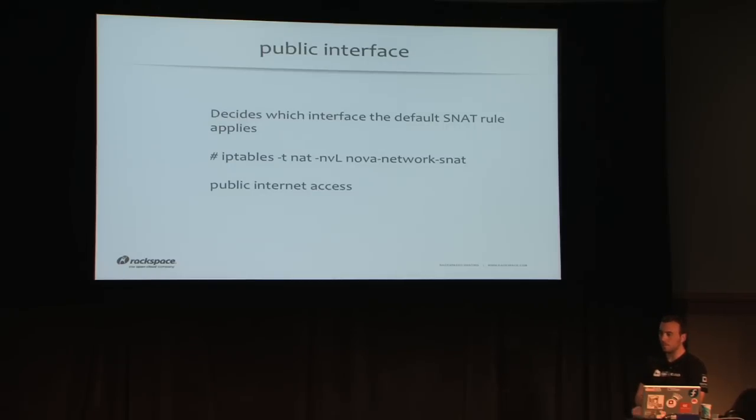Is it on the control node or the compute? We have the same nova.conf everywhere, but this is for Nova Network. So wherever Nova Network is running, that configuration option needs to be there, which is probably your compute node.